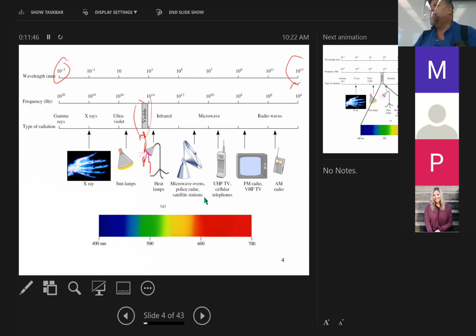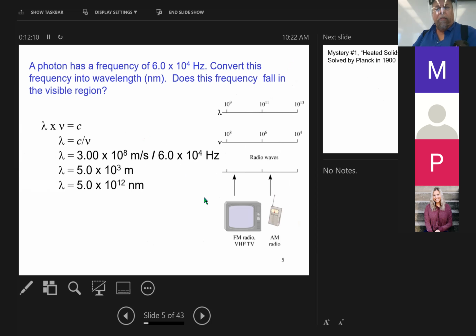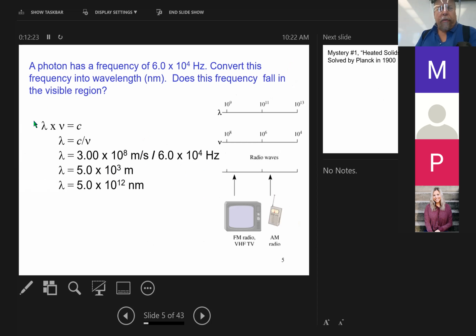How many nanometers are in a meter? 1 times 10 to the 9th. So nano is 10 to the minus 9. Okay, so it's like a billionth. Pico is a trillionth. But basically, the whole spectrum goes all the way down like this.